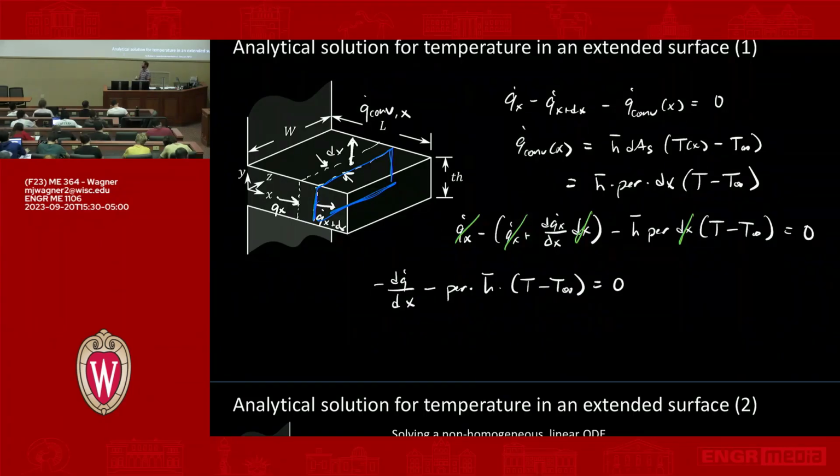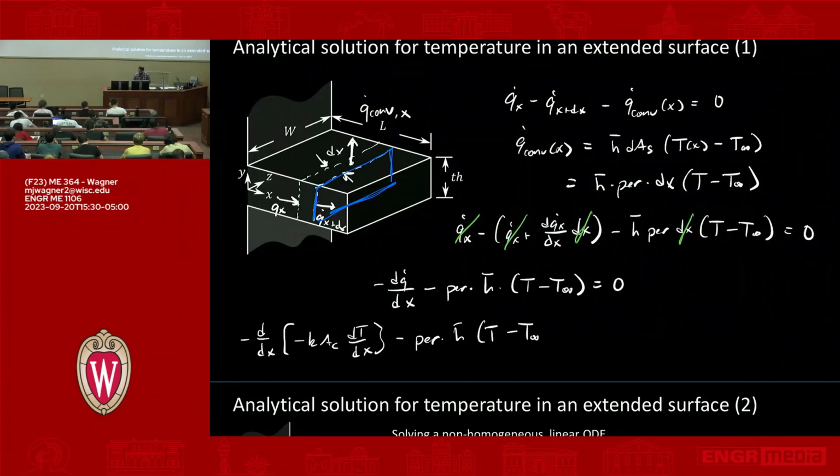Okay? So this is our governing differential equation in terms of heat. We need it in terms of temperature. So introduce Fourier's law. Fourier's law gets substituted in for q dot. So that looks like this. So minus d/dx of Fourier's law, minus k Ac dT/dx, minus perimeter times h bar times (T minus T infinity) equals 0.